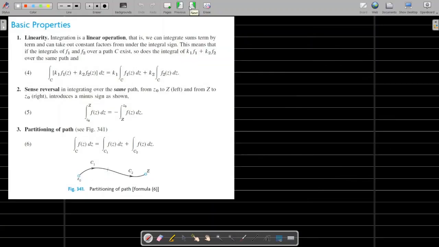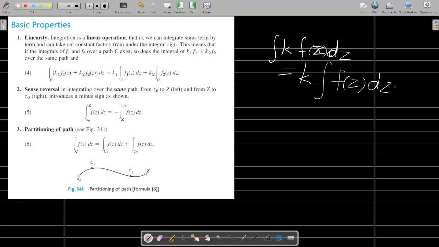Now we will discuss some of the basic properties of the complex line integral. You see, the integral of kf, that is a constant times a function f, is k times the integral of f of z dz. Okay, we can take the constant outside. Similarly, the integral over C of k1 f1 plus k2 f2 is equal to k1 times the integral of f1 plus k2 times the integral of f2. This is the first property.